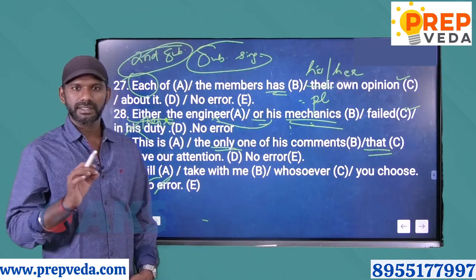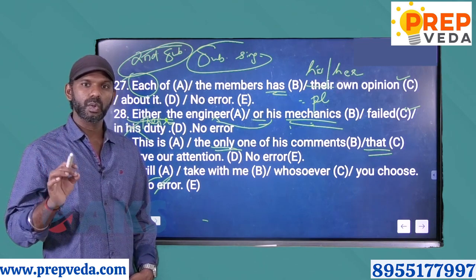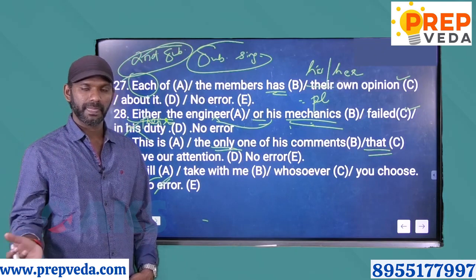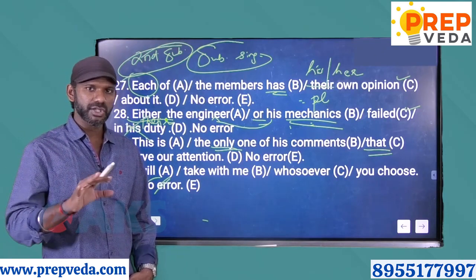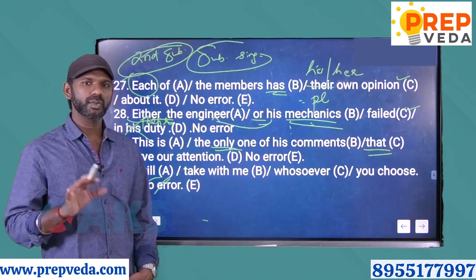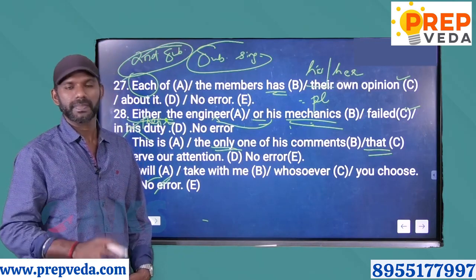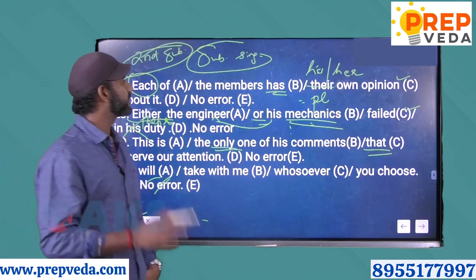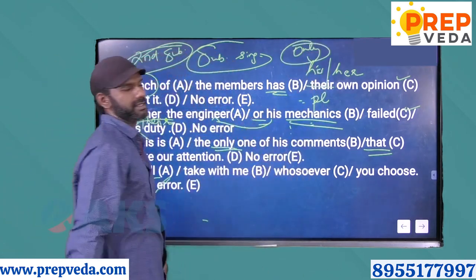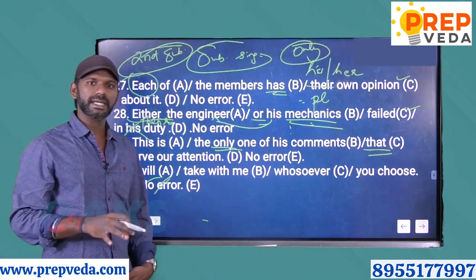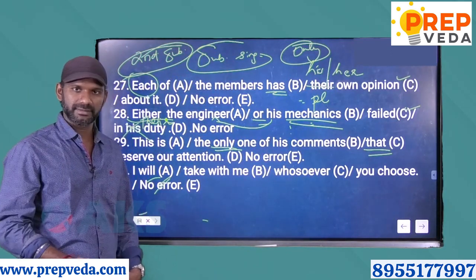He is one of the teachers who teach well. That means many teachers teach well. Among the teachers who teach well, he is just one among them. There is an exception in the case of that rule when the word only comes in the sentence. When the word only comes in the sentence, there is an exception, right?